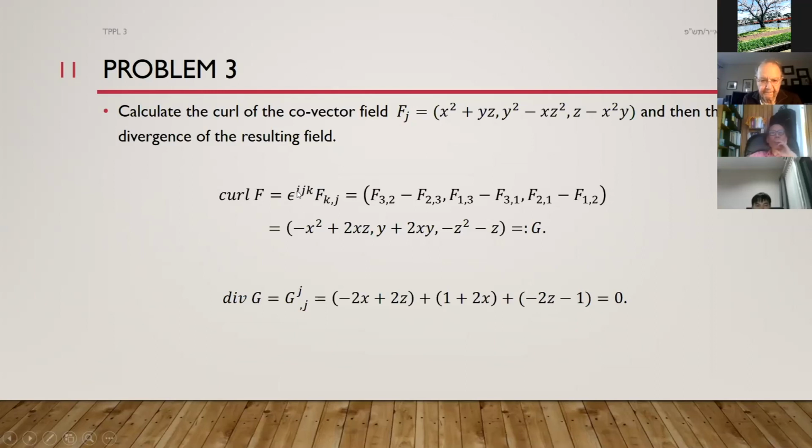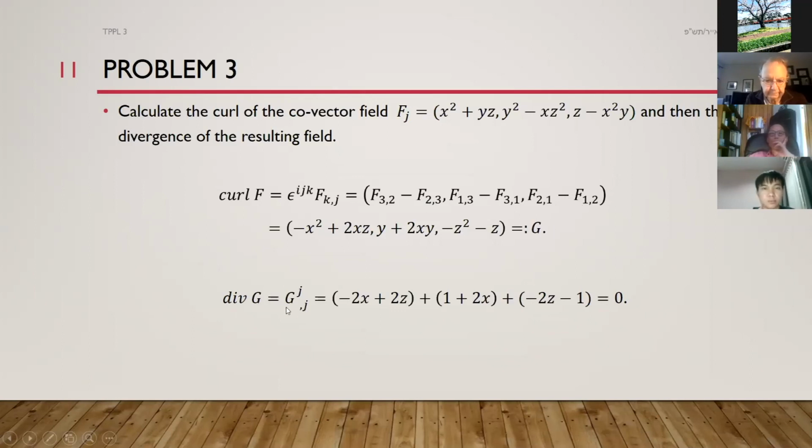So for example, when I is 1, for epsilon to be non-zero, you have to have for J and K either 2 and 3 or 3 and 2. So here you have 3 and 2 and 2 and 3. And again, this means differentiate the third component of F by the second variable. So you differentiate this expression by Y and you'll get minus x squared. And then you differentiate the second component by Z and you'll get minus 2xz, but where there's a minus, so it becomes plus 2xz. And you do the same for the other components, and you end up with a vector G, which has upper indices.